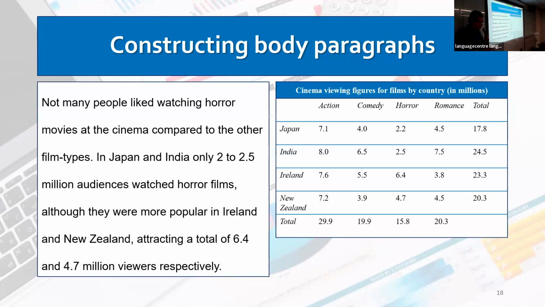Okay, then how should we construct a body paragraph? Here comes an example. As you can see, here are two sentences. In the first sentence, I pointed out the key trend. Based on the table, I can see that not many people like watching horror movies, and this is the key trend. In the rest of the paragraph, I provide statistical evidence, which is basically statistics that you can find from the table given.